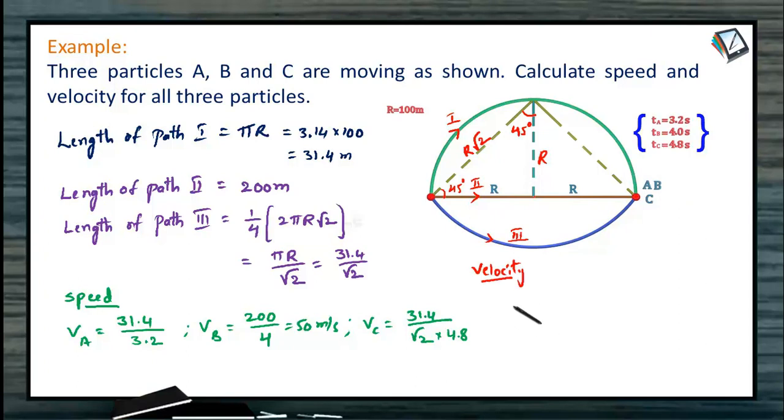So velocity of the particles in case of A, for A, velocity will be what? 200 meter is the displacement, divided by time is 3.2. And for particle B, velocity will be 200 meter is the displacement, divided by time taken is 4. And for particle C, 200 meter is the displacement, and 4.8 second is the time taken by the particle to complete the motion. So this way we can find the velocity of these three particles and the speeds of these three particles using the distance and displacement accordingly. I hope you have understood this particular example.